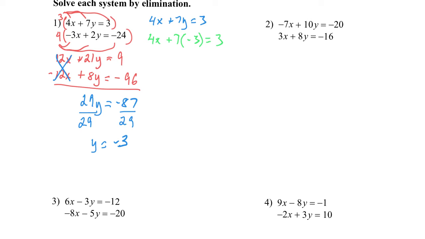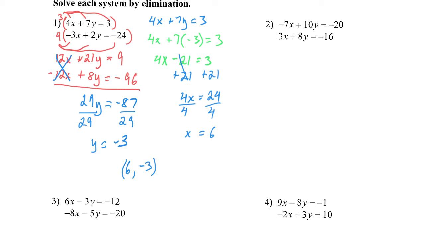So we have 7 times negative 3 is negative 21. Drop everything else down. So 4x minus 21 equals 3. Now you're just solving for x. So I'm going to add 21 to both sides. Cancels that, leaves 4x equals 3 plus 21 is 24. Divide by 4, x is 6. Okay, so there's your solution. You got x is 6, y is negative 3.